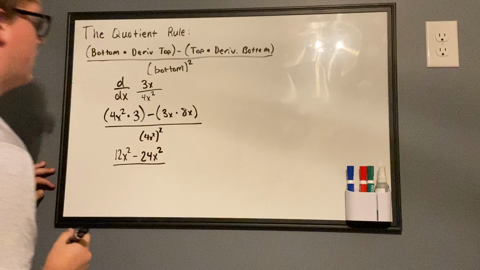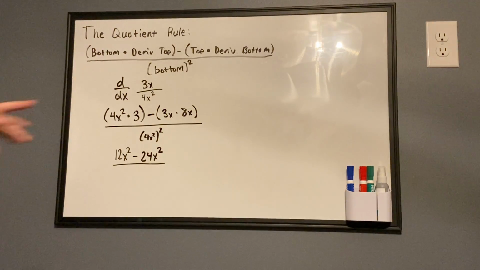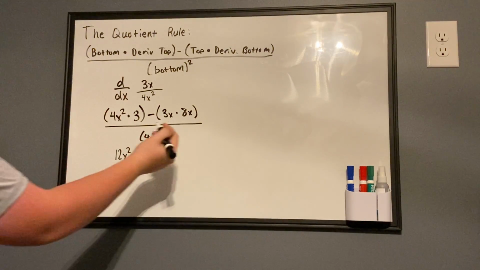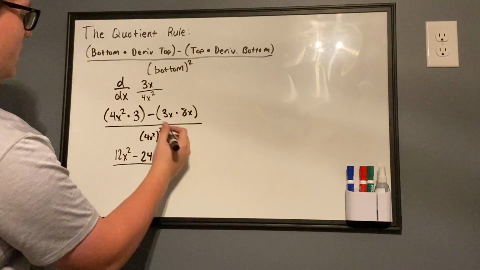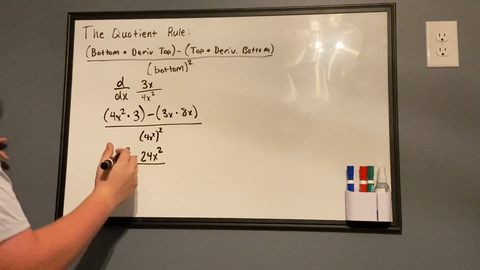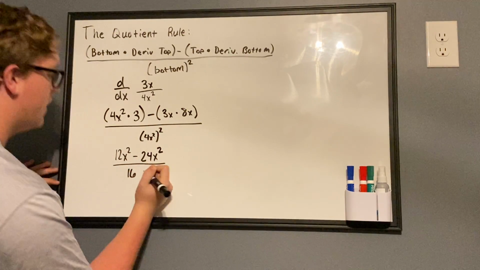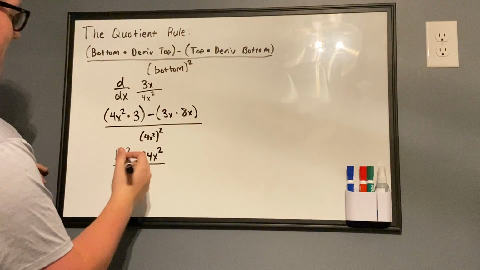All over this bottom function right here. The bottom function is 4x squared, squared. When we square something like that, we have to square everything inside. So we're going to square the 4 and we're going to square the x squared. When we square the 4, we get 16. When we square the x squared, we get x to the 4th.